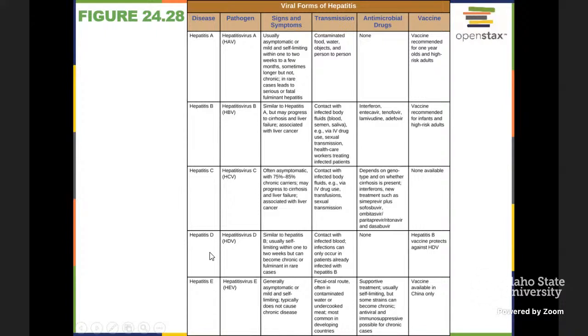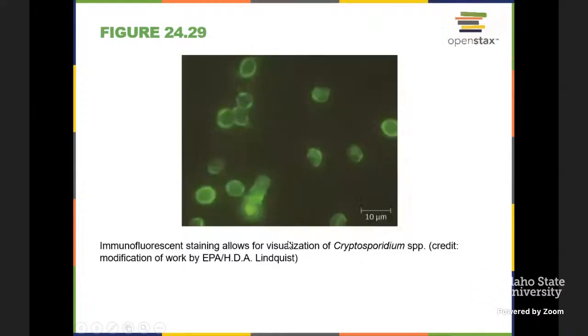Hepatitis D is a little bit odd. It's similar to B, usually self-limiting, and can potentially become chronic. Same idea, blood borne, but the deal is D only is functional if you are also infected with B. If you are not infected with hepatitis B, you don't see any of these issues. It's not active. Kind of crazy.